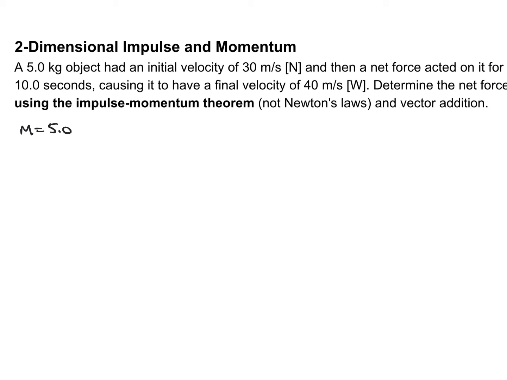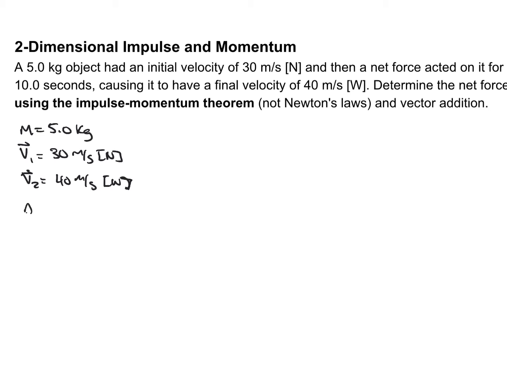The mass is given as 5 kilograms. The starting velocity is given as 30 meters per second north. The final velocity is given as 40 meters per second west. So the thing to notice is that these two directions are not in a straight line. We're going to have to do some work with components, some vector addition here.